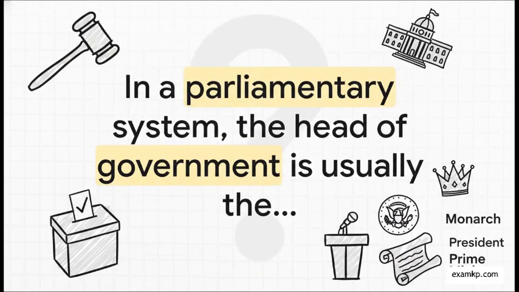Okay, next up, let's try an objective question from JAMB. This one is from 2019. Ready? In a parliamentary system, the head of government is usually: A, president, B, monarch, C, prime minister, or D, speaker? Take a second, think about it. And the correct answer is C, the prime minister.